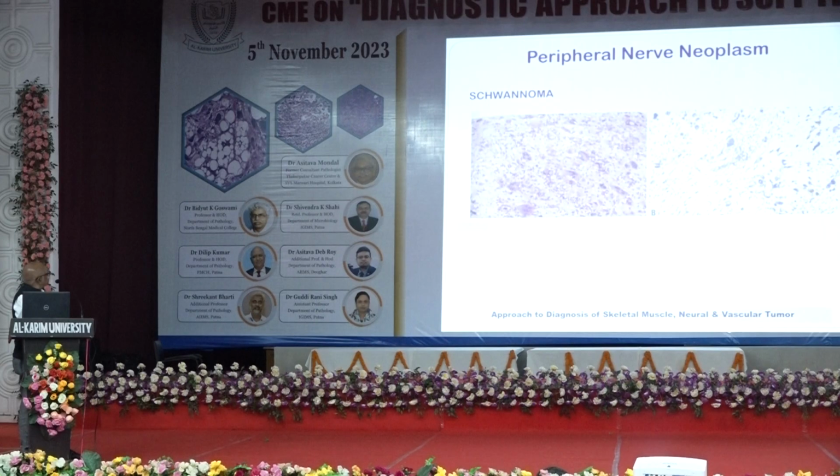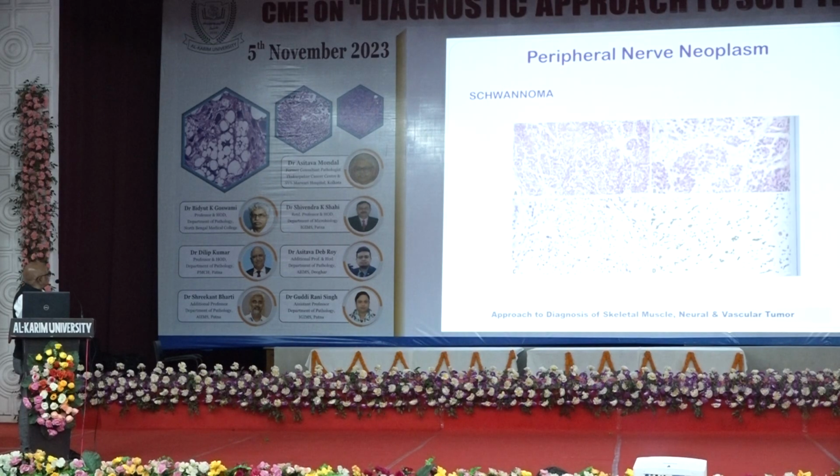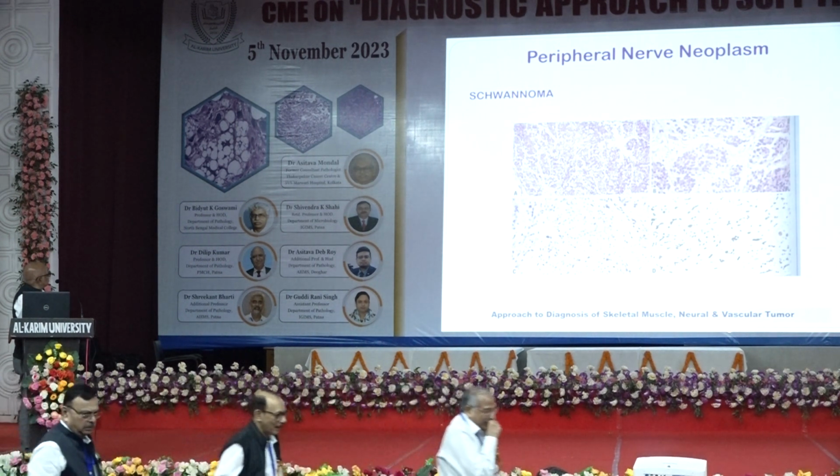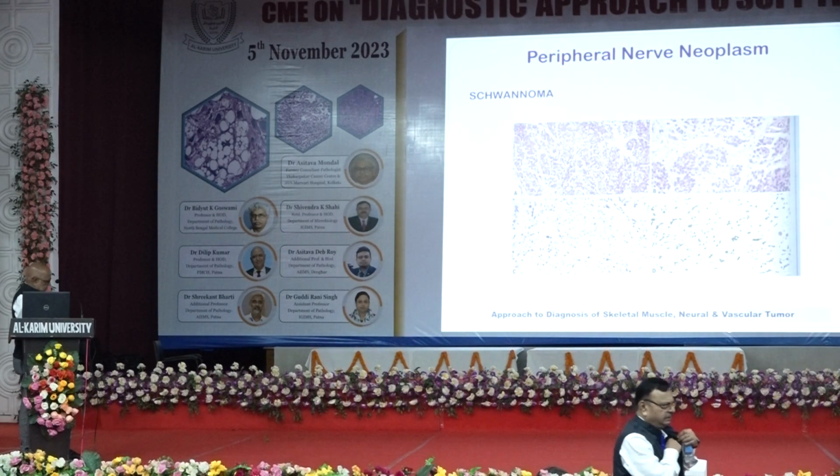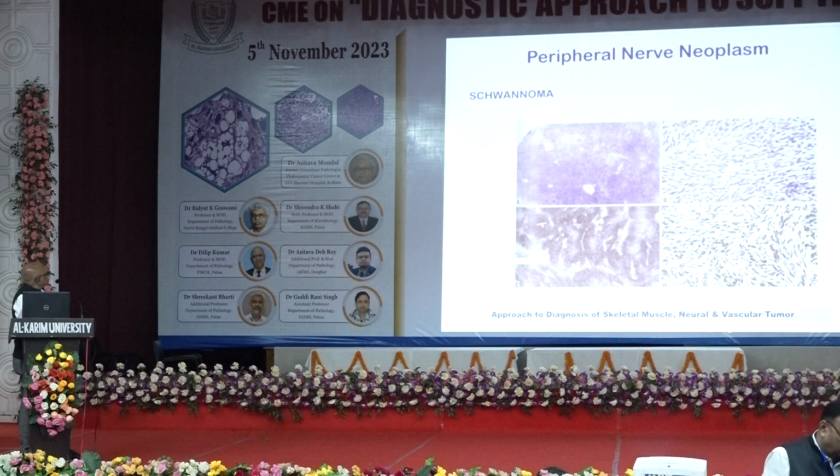This is another microscopic picture. See these Schwann cells here also. This is epithelioid schwannoma. See these epithelial-like cells. This is S100 positivity. This is a cellular schwannoma. See this cellularity, and this S100 positivity. Very cellular schwannoma.